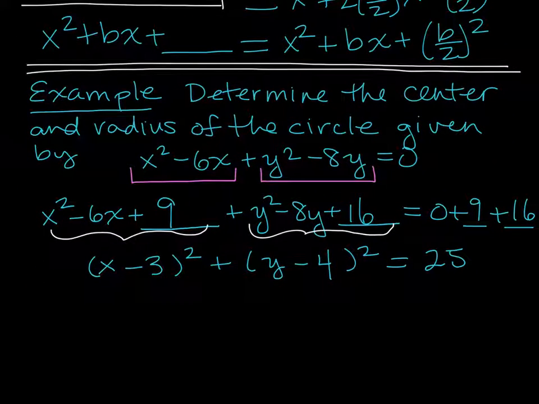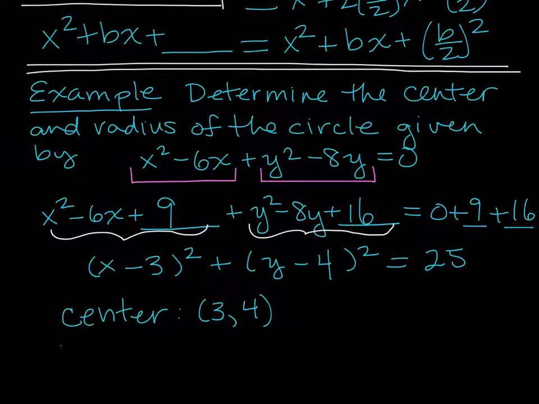So now this is the general form for the equation of a circle, and we can answer our question that the center of the circle is located at 3, 4, and the radius of the circle, which is given by the right-hand side, this is r squared, so r is the square root of 25. So r is equal to 5.